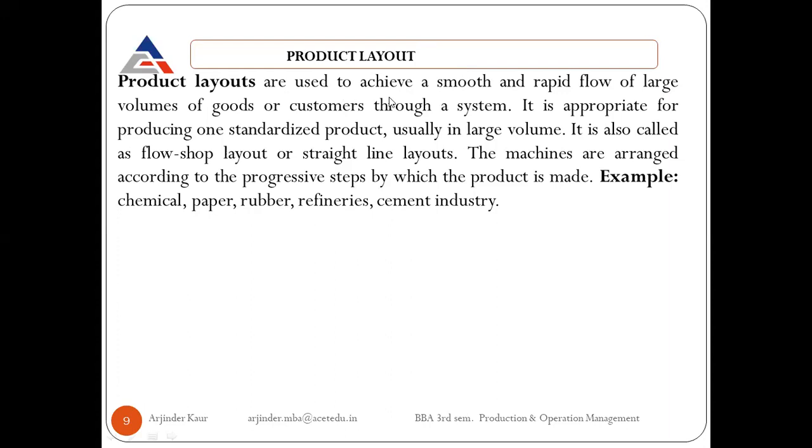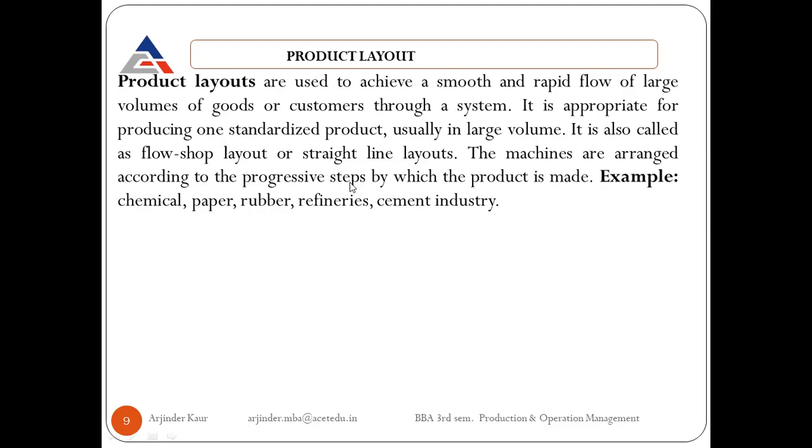So product layouts are used to achieve a smooth and rapid flow of large volume of goods or customers through a system. So when the purpose is to achieve the continuous flow of the large volume of goods, then we can make use of the product layout. So it is appropriate for producing one standardized product, usually in large volume. So in case of mass production system, wherein the purpose is to produce the standardized product in large quantities, we can make use of this type of layout, that is the product layout.